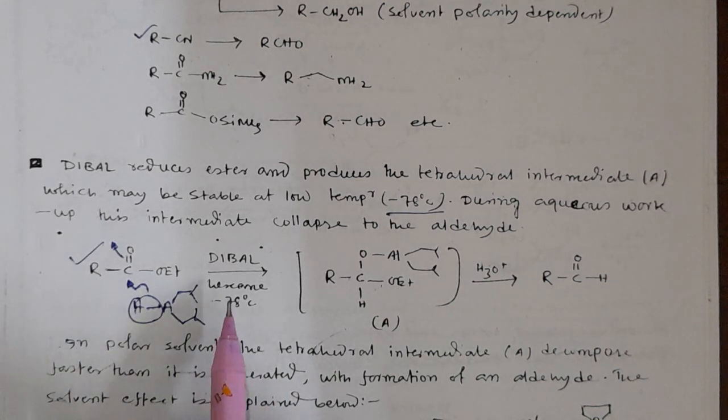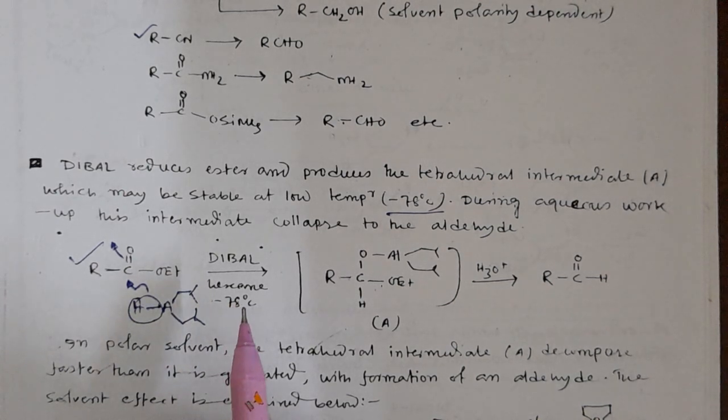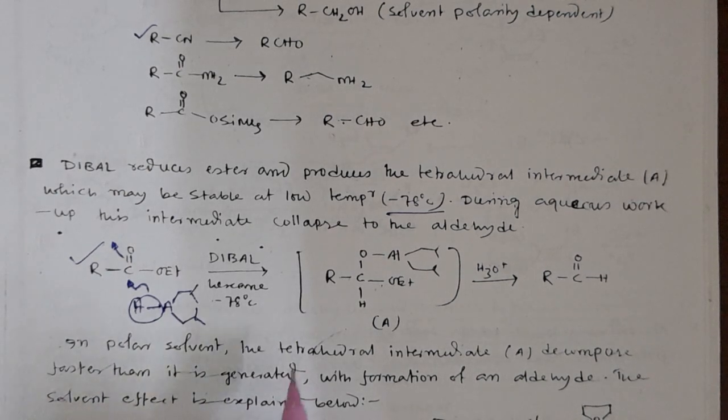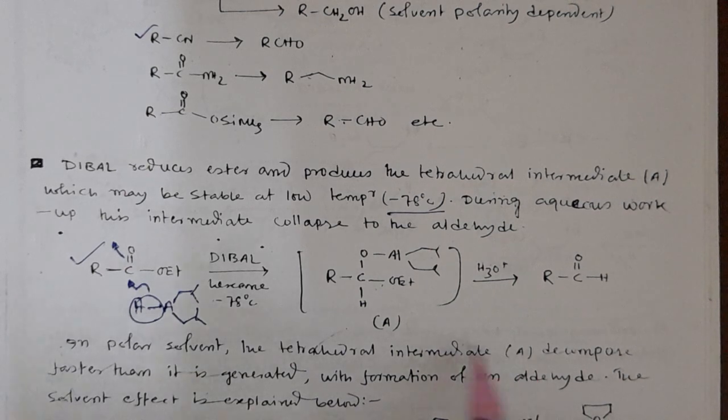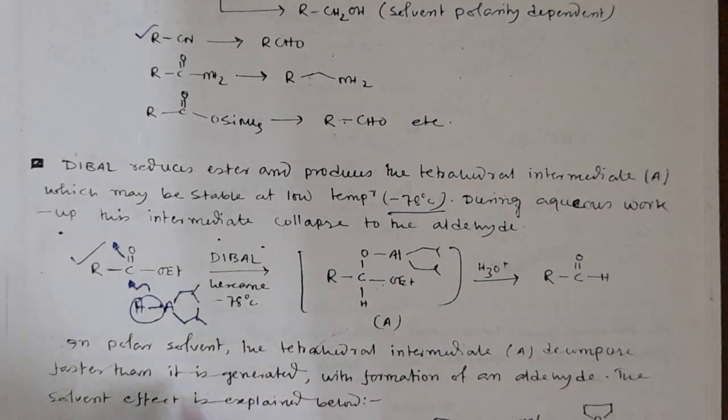So here, as a solvent, hexane is used, which, as you know, is a non-polar solvent. Now if you try to use a polar solvent, what would be the result? As you can see, if you use a polar solvent, this tetrahedral intermediate A decomposes faster than it is generated. So along with the formation of the aldehyde, the solvent effect is explained like this.